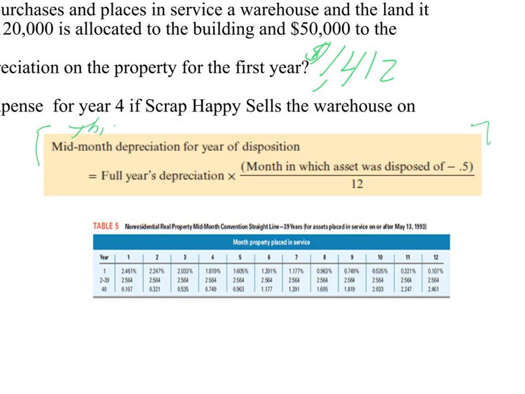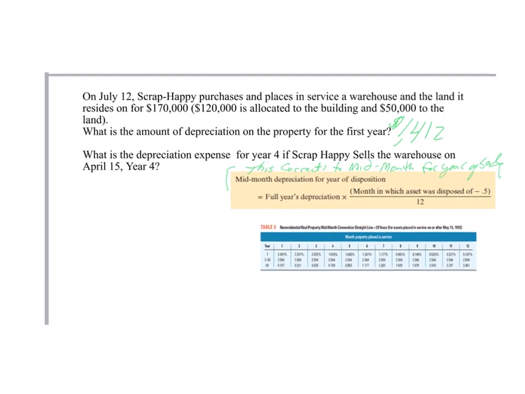So this corrects to mid-month for year of, and I'll just say year of sale, because in our situation, that's what we're going to be talking about. Year of disposition could be maybe it gets destroyed by a hurricane or a tornado and it's disposed of via a casualty loss. But in our situation, we're talking about selling things, okay? So let's learn how to use that.